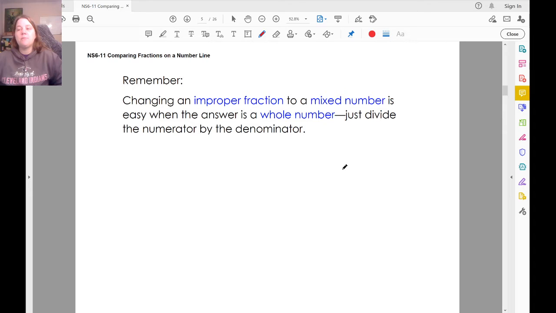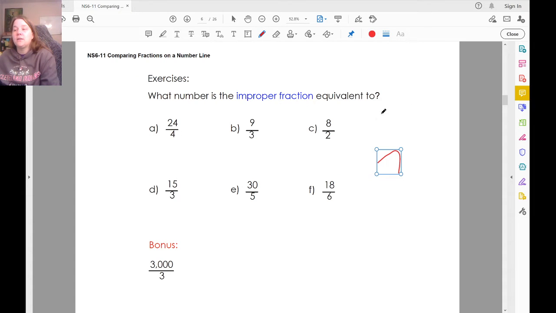Remember that changing an improper fraction to a mixed number is easy when the answer is a whole number. Just divide the numerator by the denominator. Sometimes the numbers are going to divide evenly into a number. Sometimes you're going to get a fraction answer. Don't be thrown off if you do or don't get a fraction answer. It just depends on if you're just talking about wholes or if you're talking about wholes and a part. So go ahead, let's take a look at what number the improper fraction is equivalent to. You go ahead and try this on your own, and when you come back, we'll talk about it.